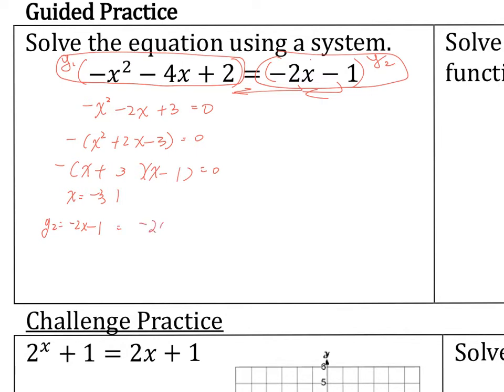So negative 2 times negative 3 minus 1, 6 minus 1 is 5. So one of my solutions is negative 3, 5. And the other one, negative 2 times 1 minus 1, so this would be negative 3. So my other solution is 1, negative 3.